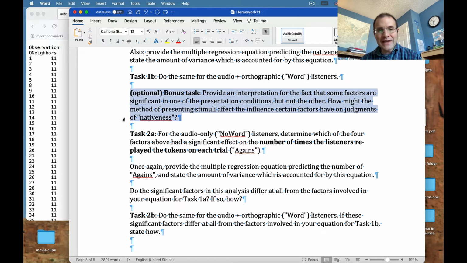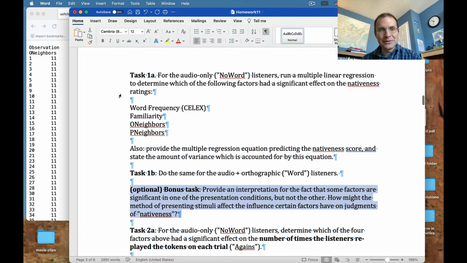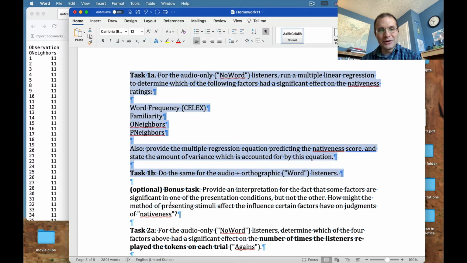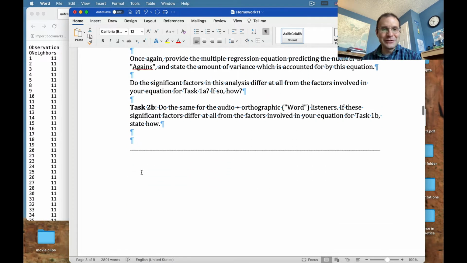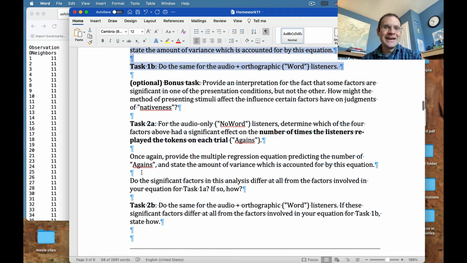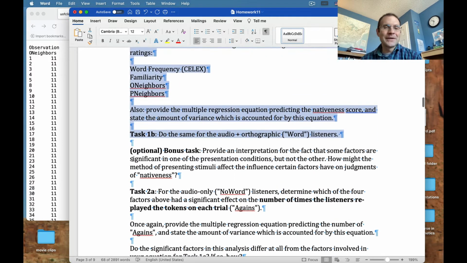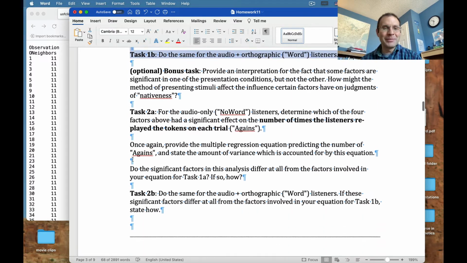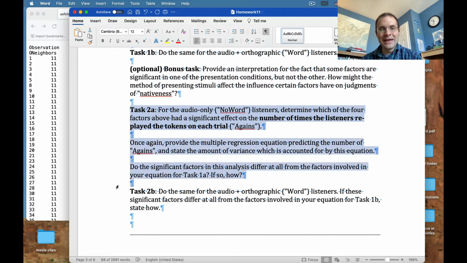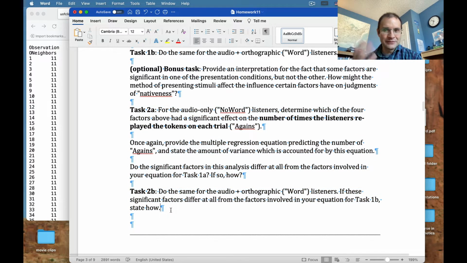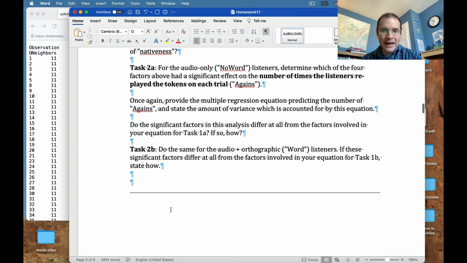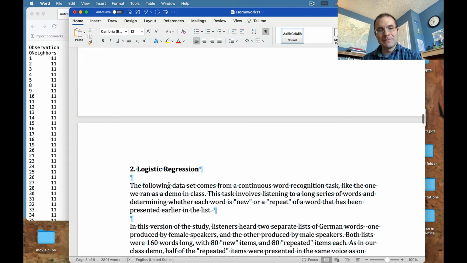This optional bonus task only applies to tasks 1A and B. Once you're done with tasks 2A and B, you don't have to do interpretive work on top of that, because the number of agains is not as important to the research question as the nativeness rating was for us. So we don't need to think about it that hard, but you can think about it a little bit as you try to see what's going on here in terms of the independent factors that are having an effect on that dependent measure.